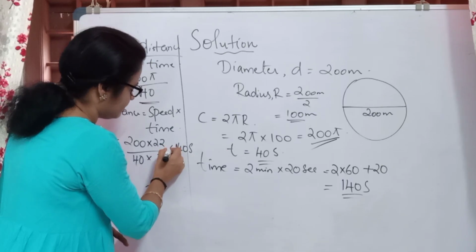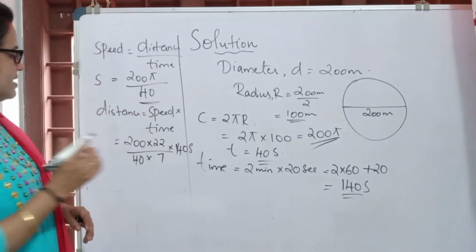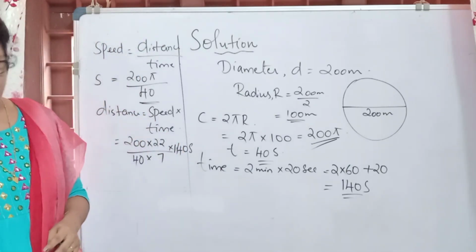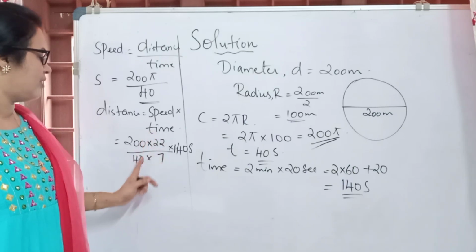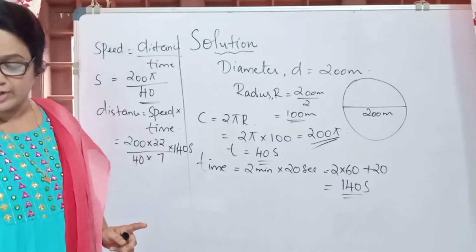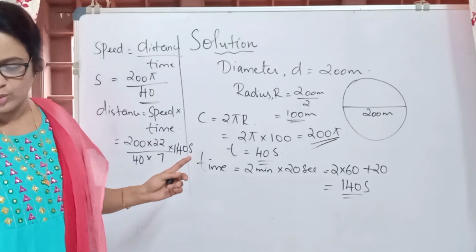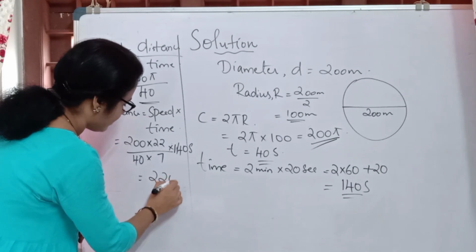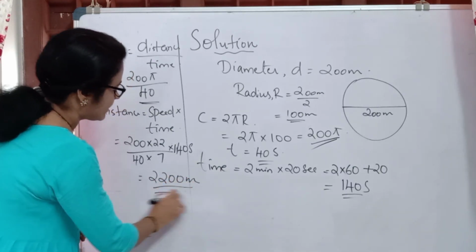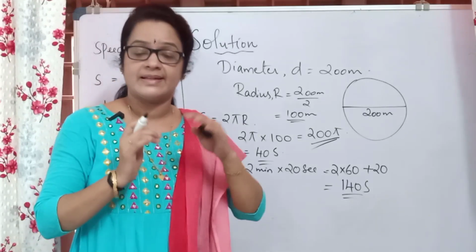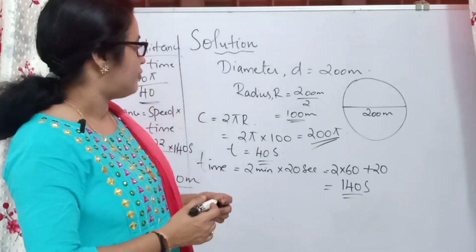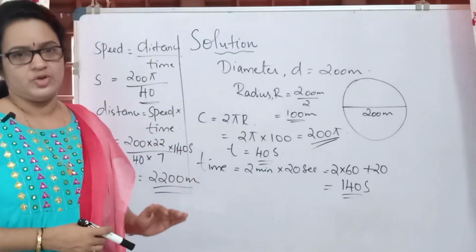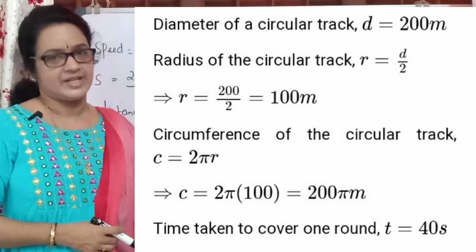Here 140 is there. If we calculate this, what will we get? 200 into 22 divided by 40 into 7 into 140 seconds. You can calculate that value, and it is found to be 2200 meters. So the total distance traveled when the athlete is traveling in a circular path of radius r is 2200 meters, within a time interval of 140 seconds.